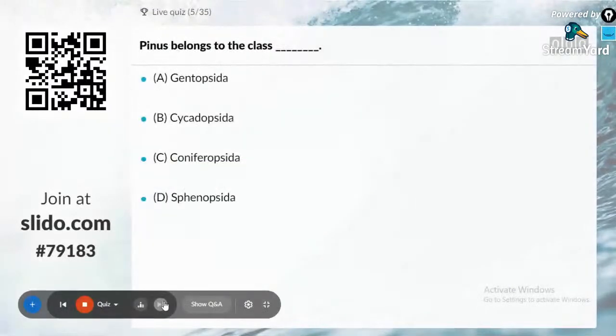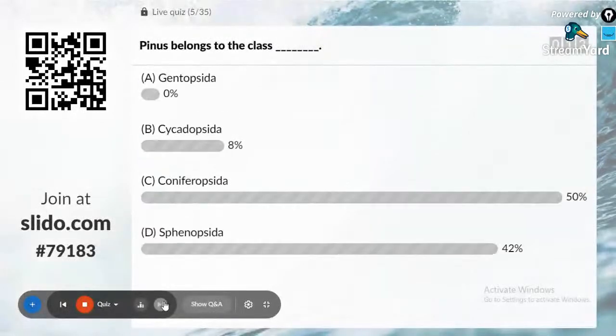Next question on the screen. Pinus belongs to the class: Pinopsida, Coniferopsida, Cycadopsida, or Gnetopsida? We have a small connection with this in the NCERT, but the correct term is not among the options given in the NCERT. Guys, the correct answer is Coniferopsida. Pinus belongs to the class Coniferopsida.